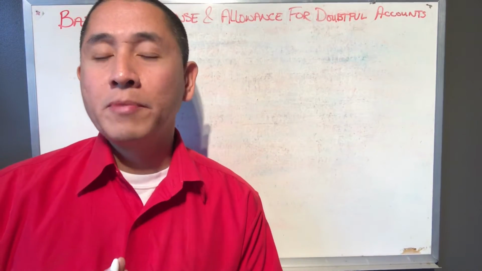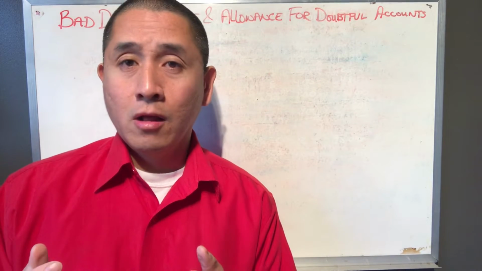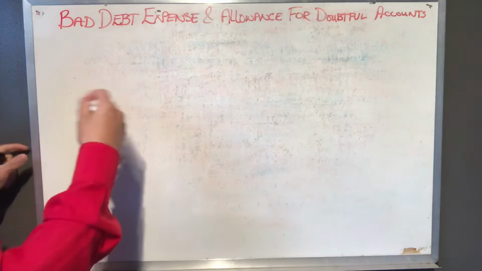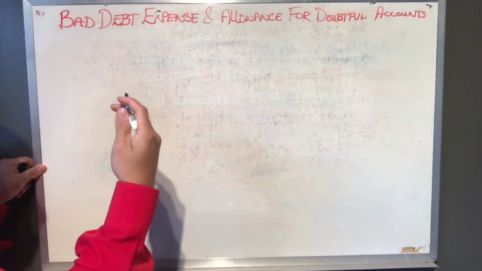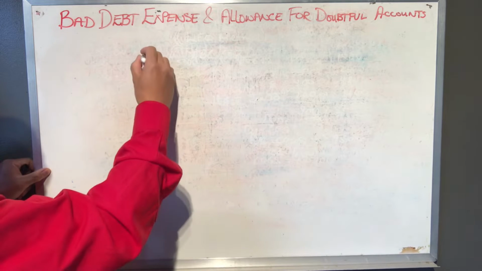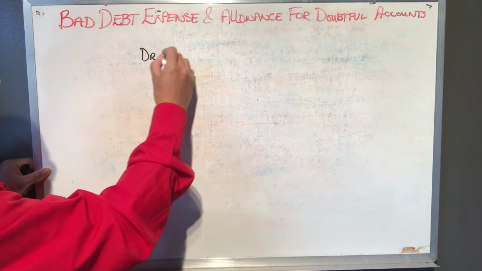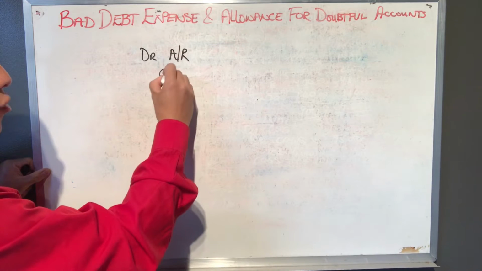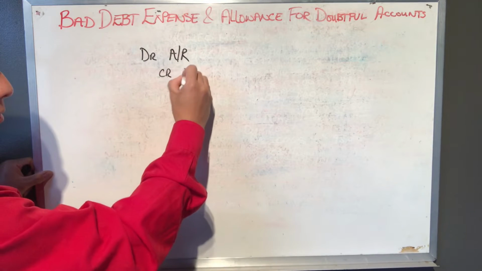So when a company makes a sale on account, let's say for example this is a sale of particular goods or physical goods, normally if they make a sale, they would debit accounts receivable if they made it on account, and credit revenue.